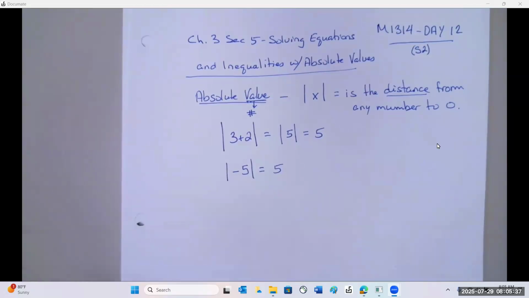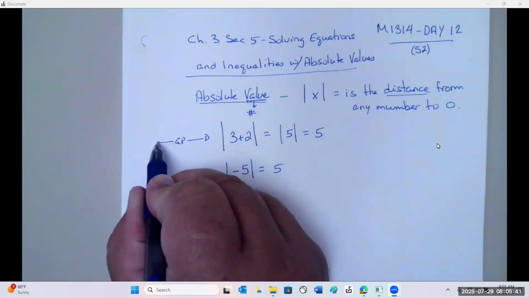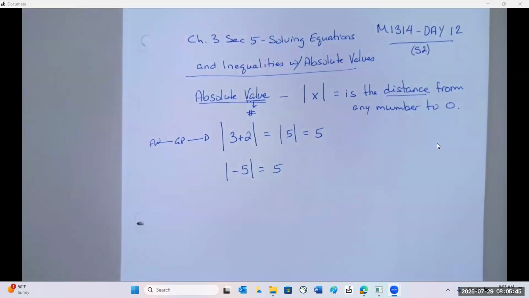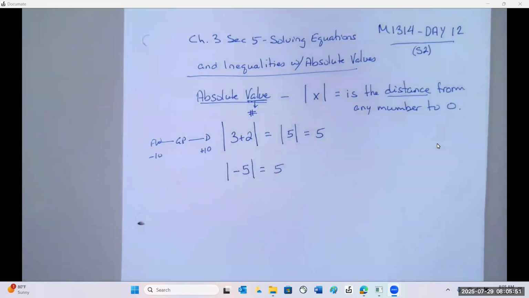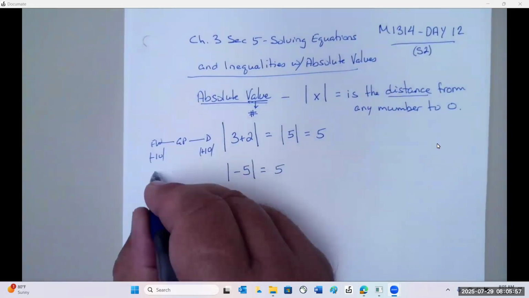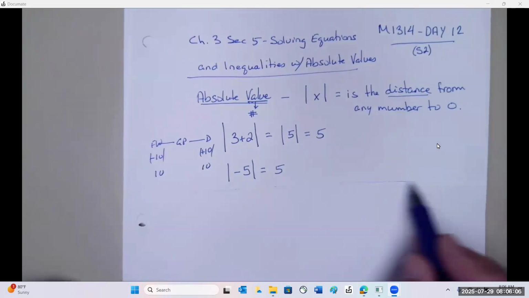For example, if you're in Grand Prairie and Dallas is over here and Fort Worth is over here, let's say they're both 10 miles away from Grand Prairie. So is this one negative 10 miles? This was positive 10 miles? Or are they both 10 miles away? They're both 10 miles away. So they're both the absolute value. They're both 10 miles away. So that's why we use this concept. But you have to be careful.